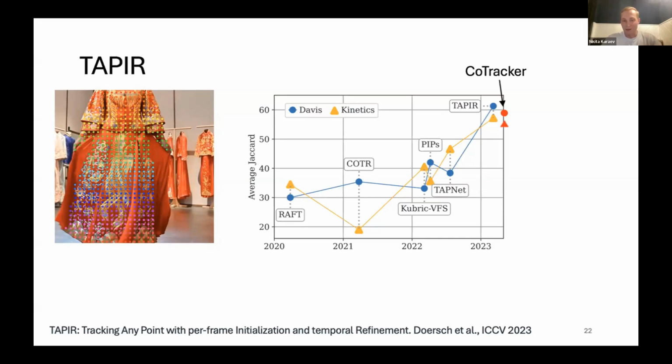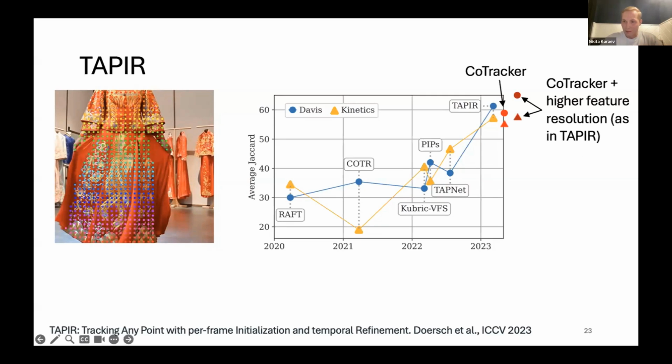So we decided to study this paper, and it turned out that they actually had higher feature resolutions. So we just took the same feature resolution and retrained CoTracker, and then we ended up here. So it was actually better than Tapir with the same feature resolution. And I guess the lesson here is that it's still important to pay attention to the hyperparameters.